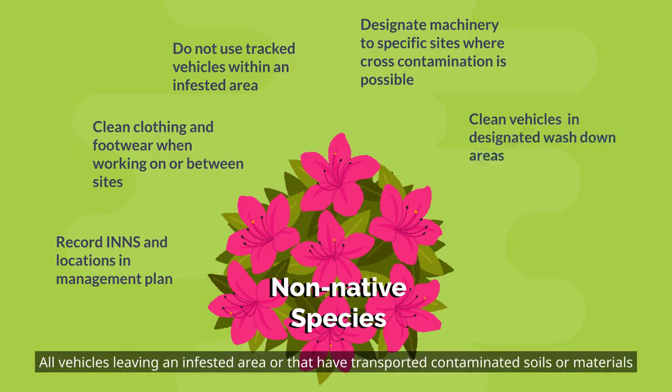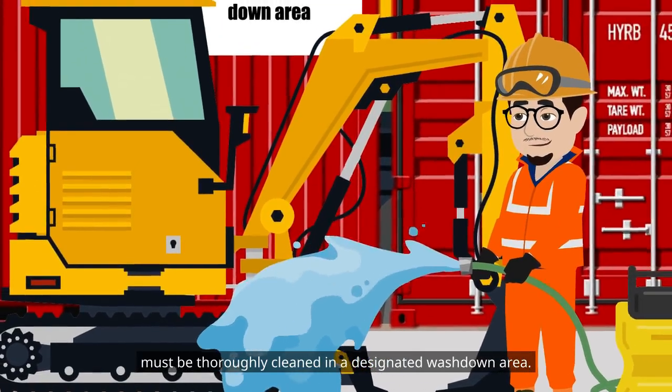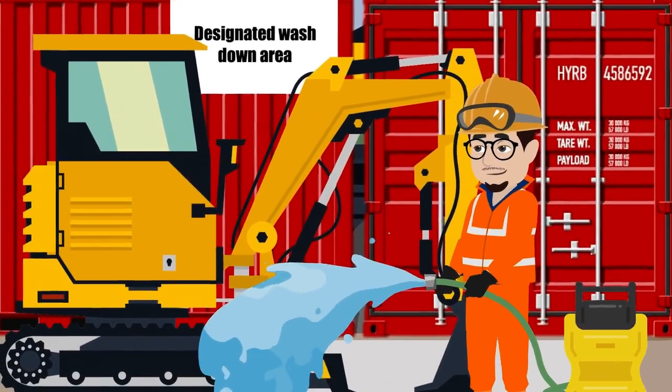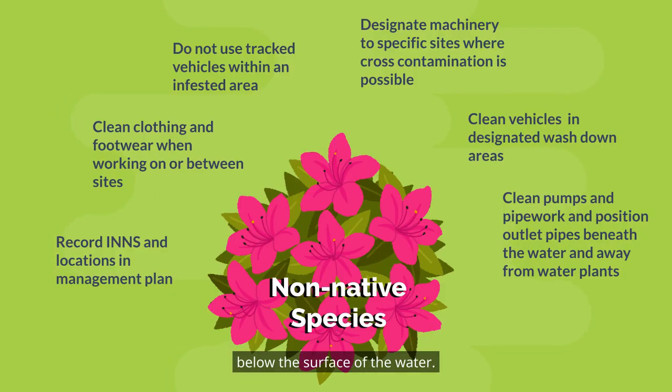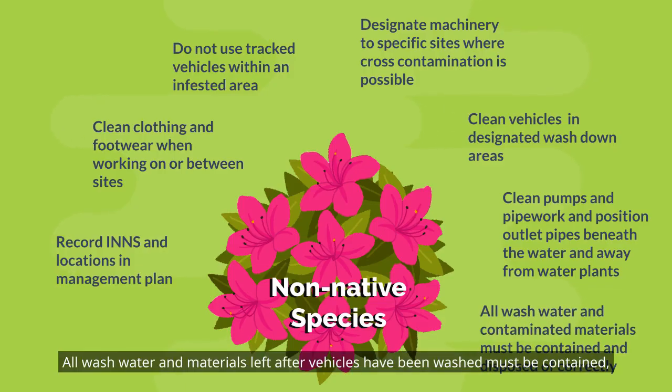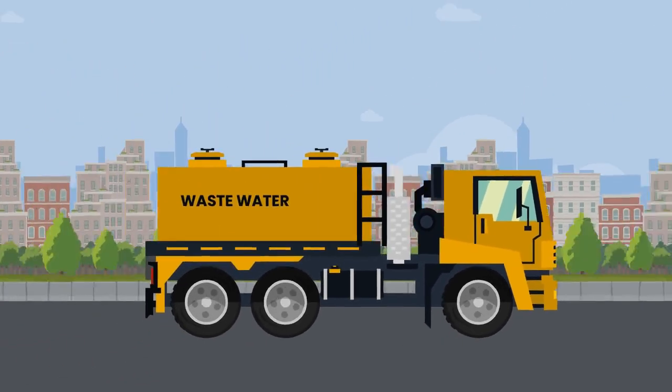All vehicles leaving an infested area or that have transported contaminated soils or materials must be thoroughly cleaned in a designated washdown area. All pumps and pipework should be cleaned before use, and inlet pipes should be positioned away from water plants, just below the surface of the water. All wash water and materials left after vehicles have been washed must be contained, collected and disposed of appropriately.